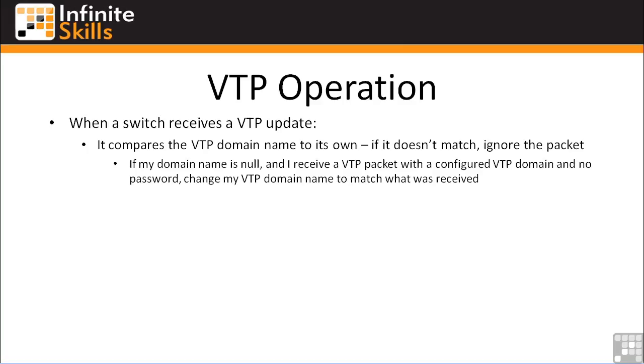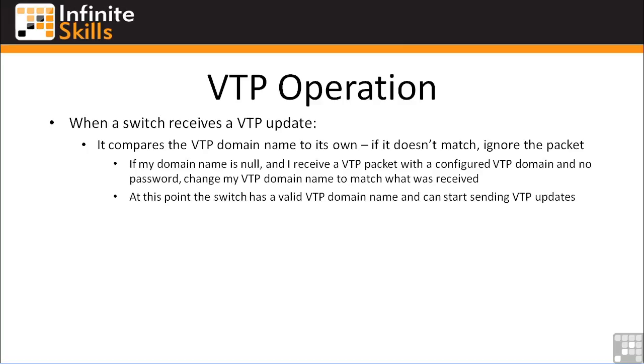Now, it's important to look at the parameters of this statement. If my domain name is null and I receive a VTP packet that has a domain and no password. If you have a domain and a password, it will not set the local password for you, even if my local domain name is null. Now, you may recall from our overview of VTP that now that I have a valid VTP domain name, I'm a server and I can start sending VTP updates to all of my directly connected switches. So again, be pretty careful when you're connecting a new switch to the network because you could inadvertently change configurations in a way that would not be advantageous to having a functioning network.